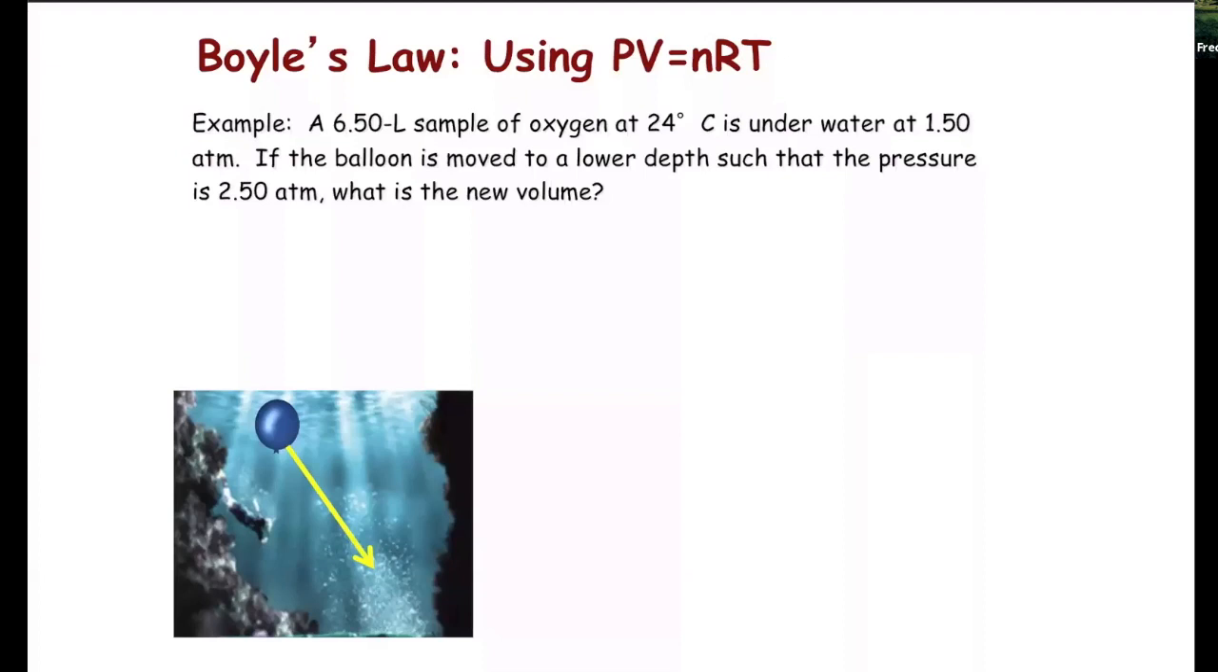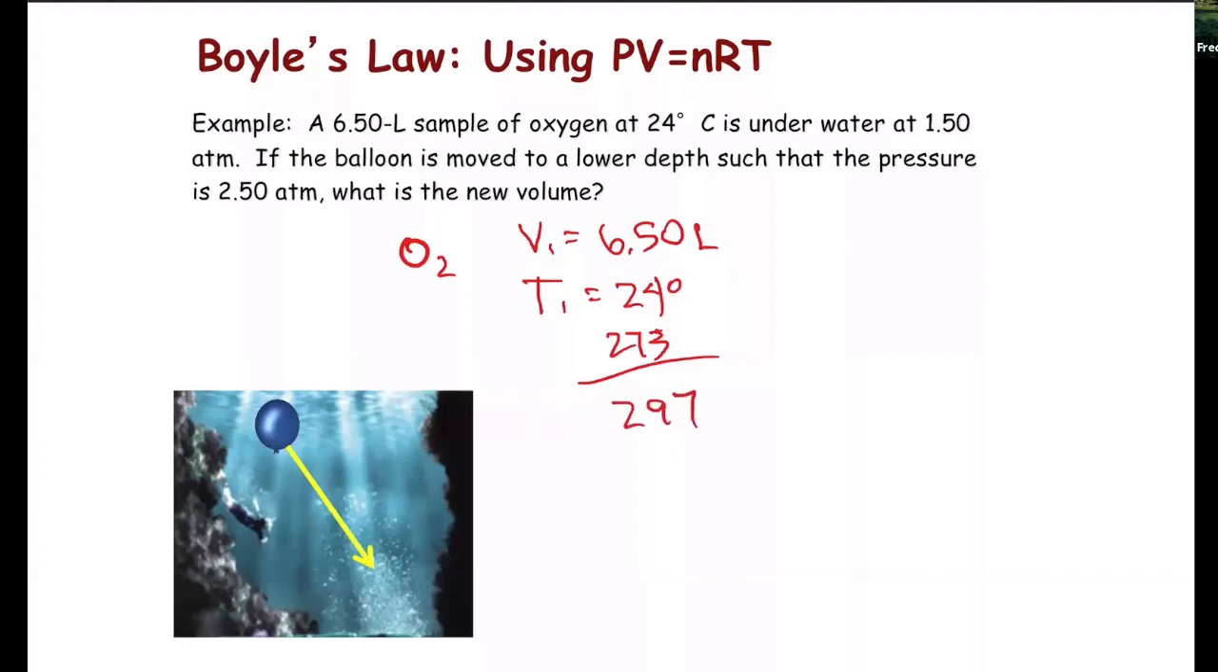So that's a volume. That's 6.50 liters. Oxygen is our chemical. It's at a temperature of 24 degrees. We're going to add 273 to that right away so I don't forget. That's 297 Kelvin. It is underwater at 1.5 atmospheres. That's pressure 1 equals 1.5 atmospheres.